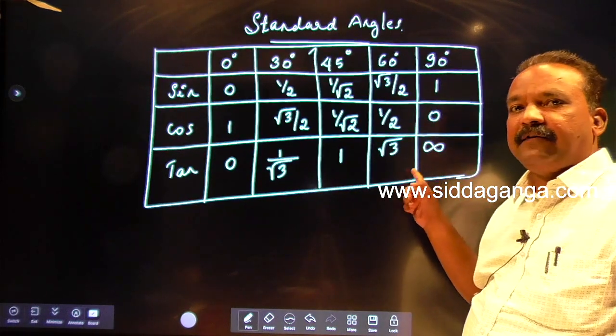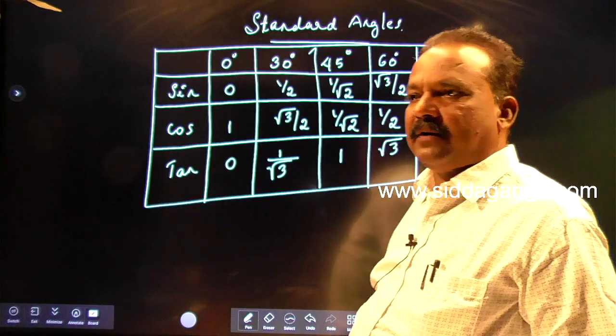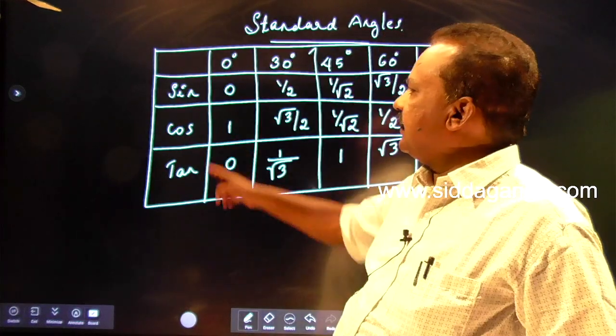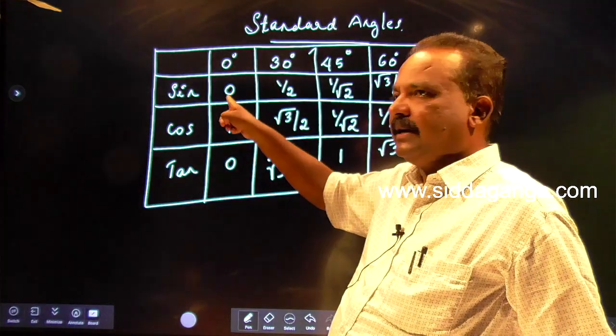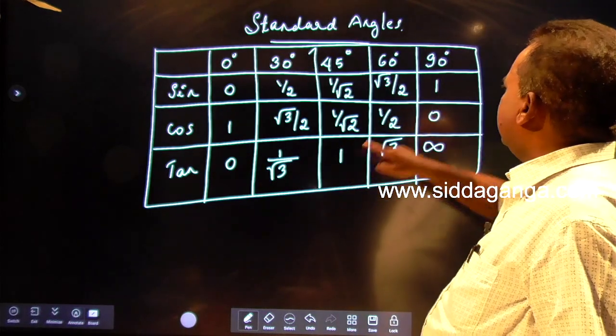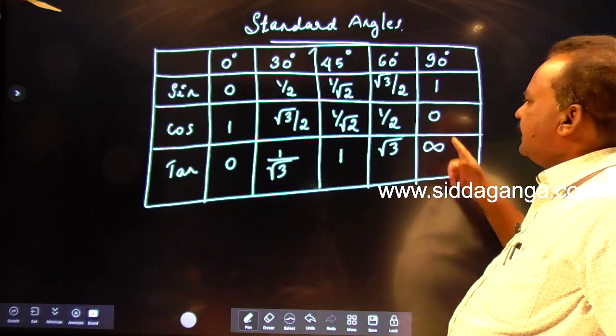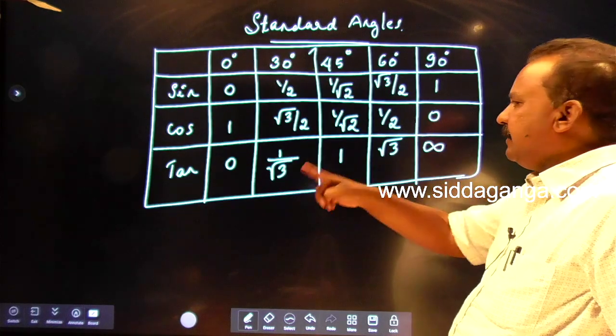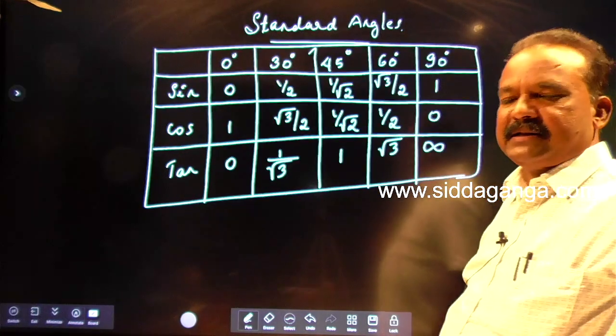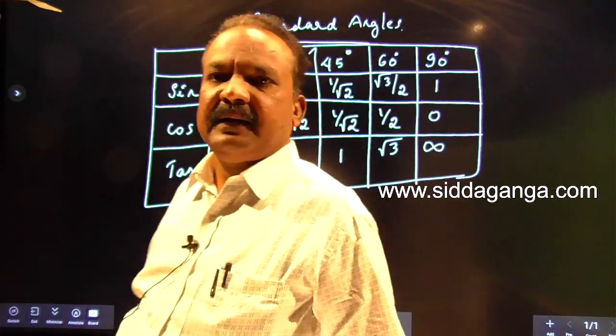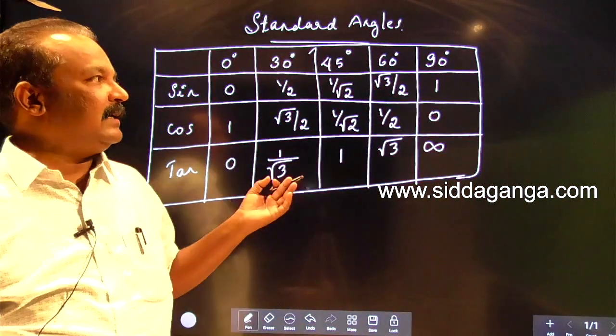Cot 90 is 0, since tan 90 is infinity and what is the reciprocal of infinity? 0. So here cosecant 0 is infinity. Similarly, secant 90 is infinity. But cot 90 becomes 0. Okay? So these are the standard angles.